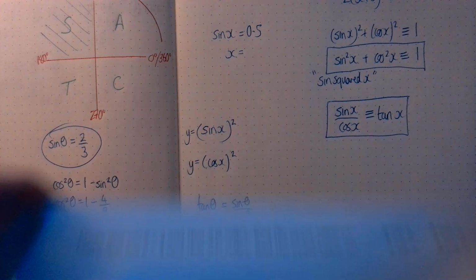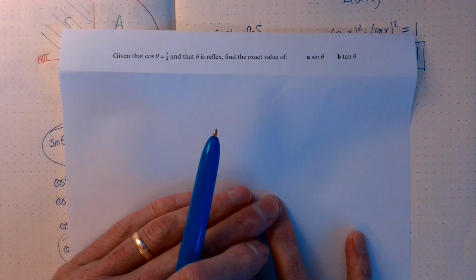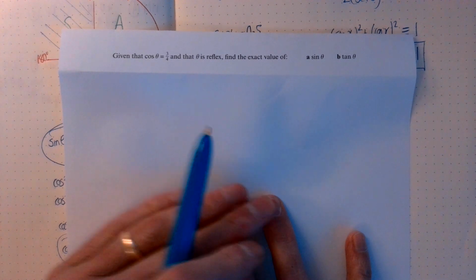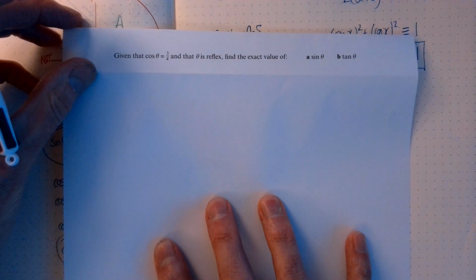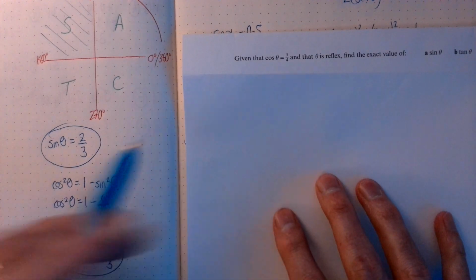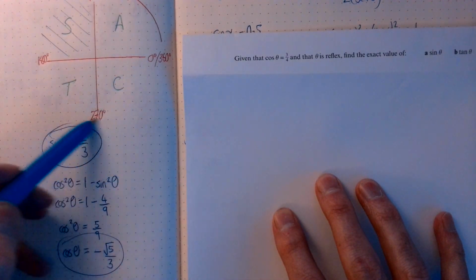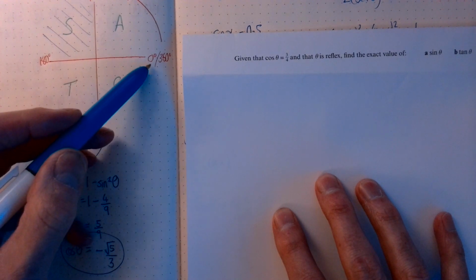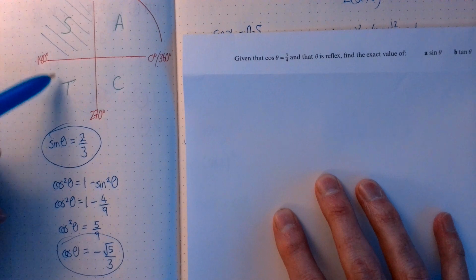Okay, so here's one for you to try yourself. Press pause and have a go. Okay, so reflex angles are between 180 and 360. So I know that sine in that whole area is negative.